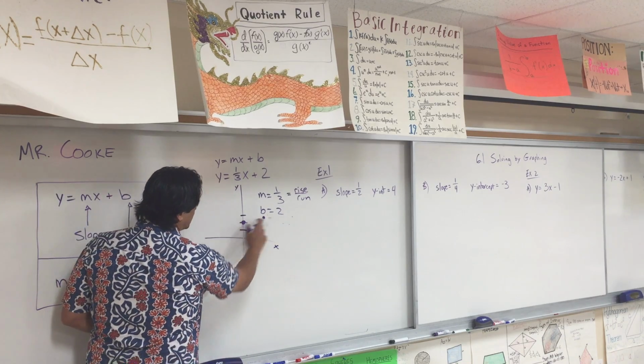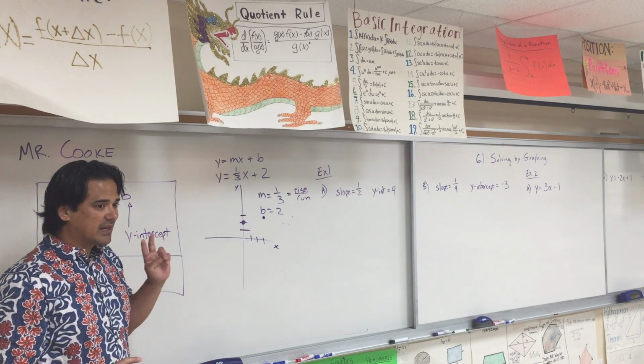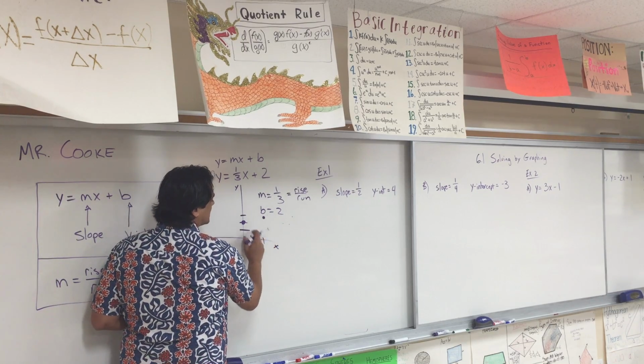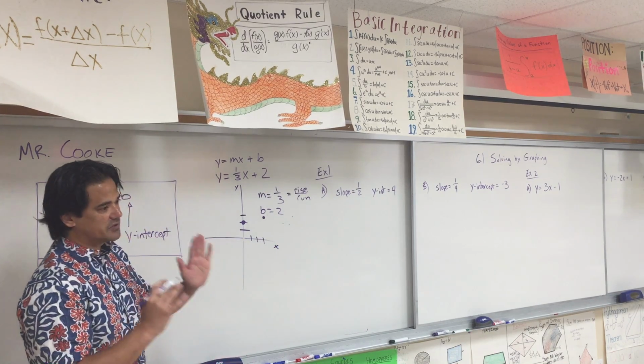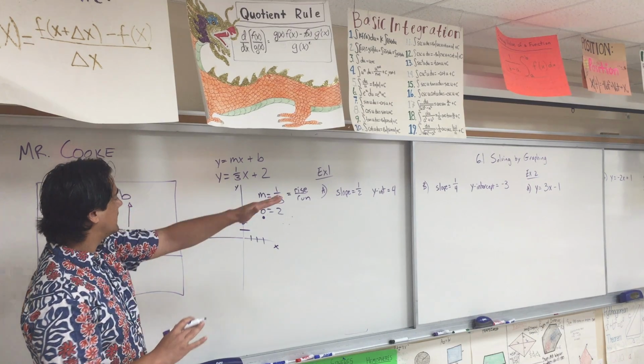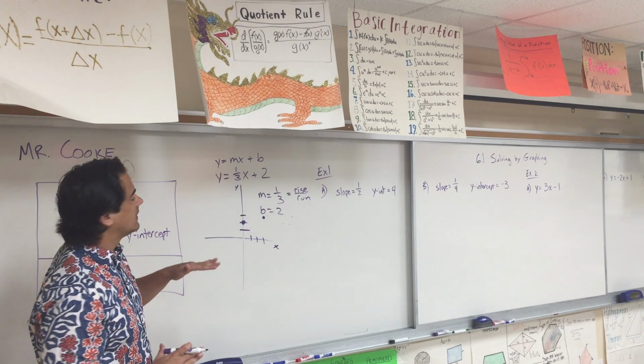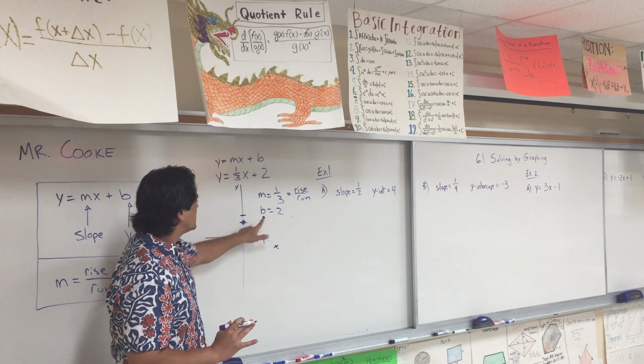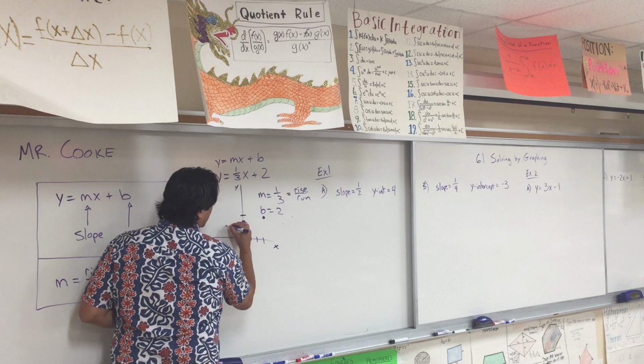Now once you have 2 points, you can make a line. Usually they want you to do more than 2, just to make sure you're doing it correctly, and get more points on that line. But really, the minimum you need to make a line is 2 points. So we could connect them here.